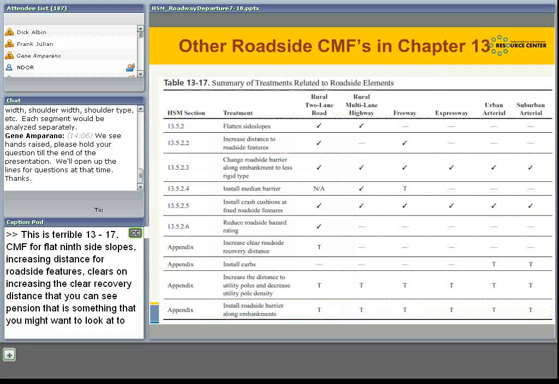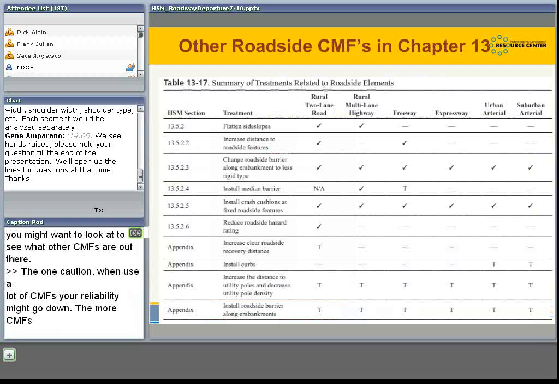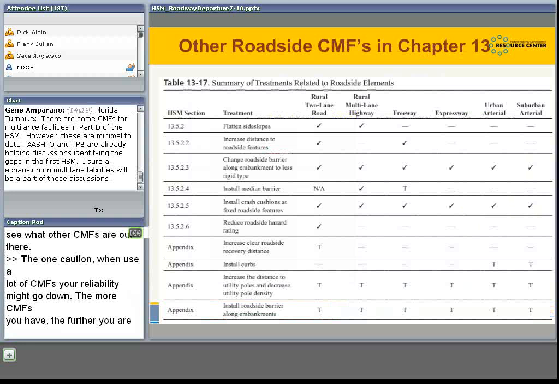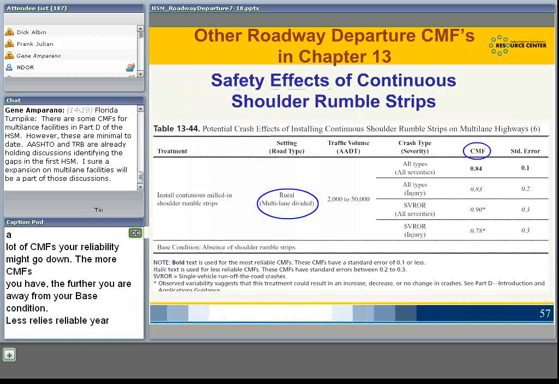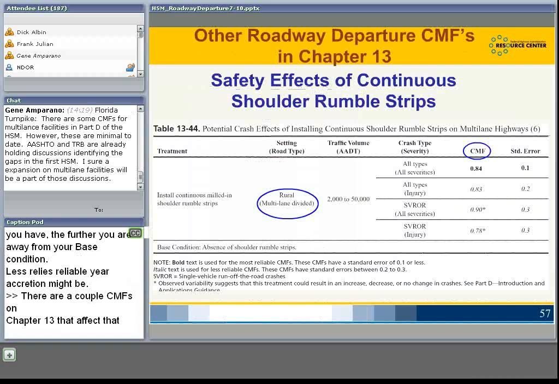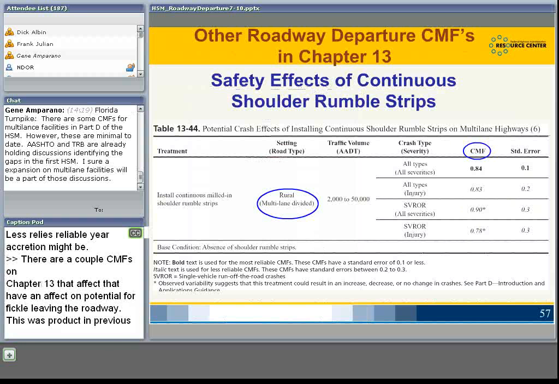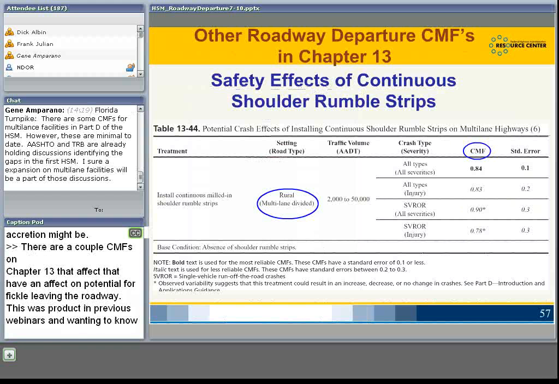There's CMFs for flattening side slopes, increasing distance to roadside features, down to installing curbs and clear zone, increasing the clear recovery distance that you can see there. So that's something else that you might want to take a look at to know what other CMFs are out there. The one caution is that when you use a lot of CMFs, the reliability of your equation might go down. The more CMFs you have in there, and the further you are away from your base condition, the less reliable your equation might be.